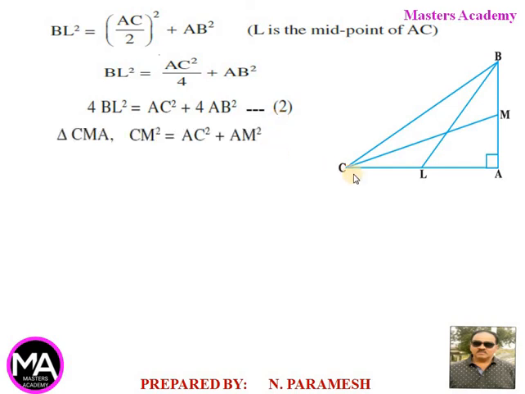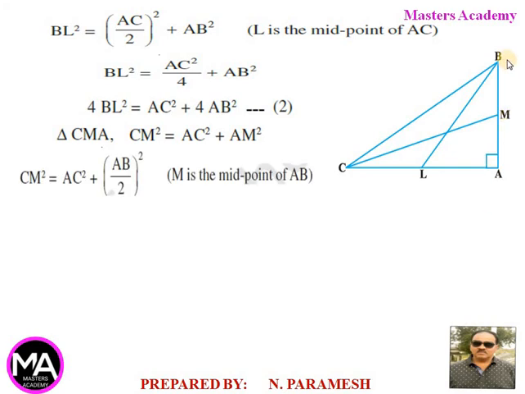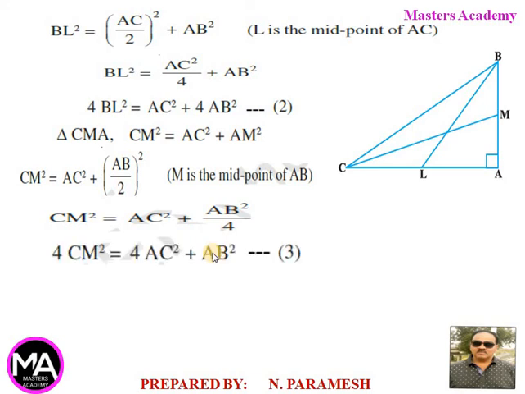In triangle CMA, applying Pythagoras theorem, CM square is equal to AC square plus AM square. M is the midpoint of AB. AM is nothing but AB by 2. Substitute that value. CM square is equal to AC square plus AM is nothing but AB by 2 the whole square. CM square is equal to AC square plus AB square by 4. Throughout multiplied by 4. 4 CM square is equal to 4 AC square plus AB square. Call this as equation 3.